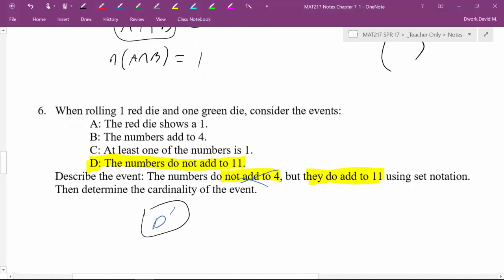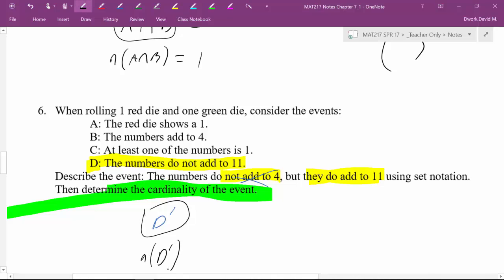Done. All right, now using set notation. Sorry, then determine the cardinality. We already did that. All right, so what is the cardinality of D complement? Well, all I'm really saying is that my numbers have to add to 11. So what would that mean? There's no restriction on color or anything like that. So I need to think about how many ways there are to get an 11. Well, a 5 and a 6, a 6 and a 5. Yeah, that's it. That's that.